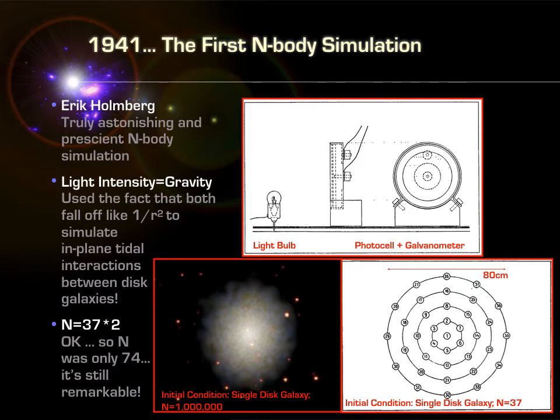And wherever the current was highest, as he rotated the photocell around, that would correspond to where the gravitational tug would be the strongest, because again, light intensity and gravity both go as an inverse square law, so we can just use light as a proxy for gravity.